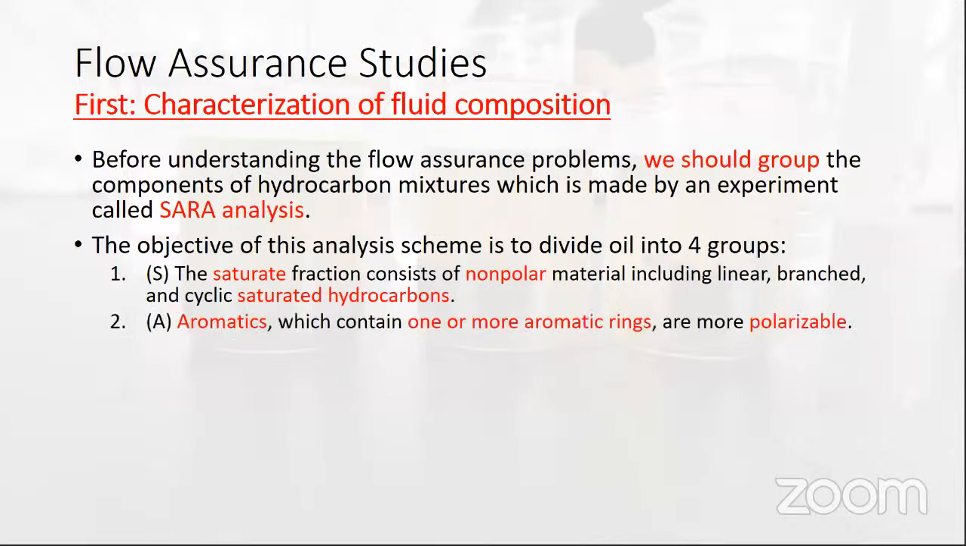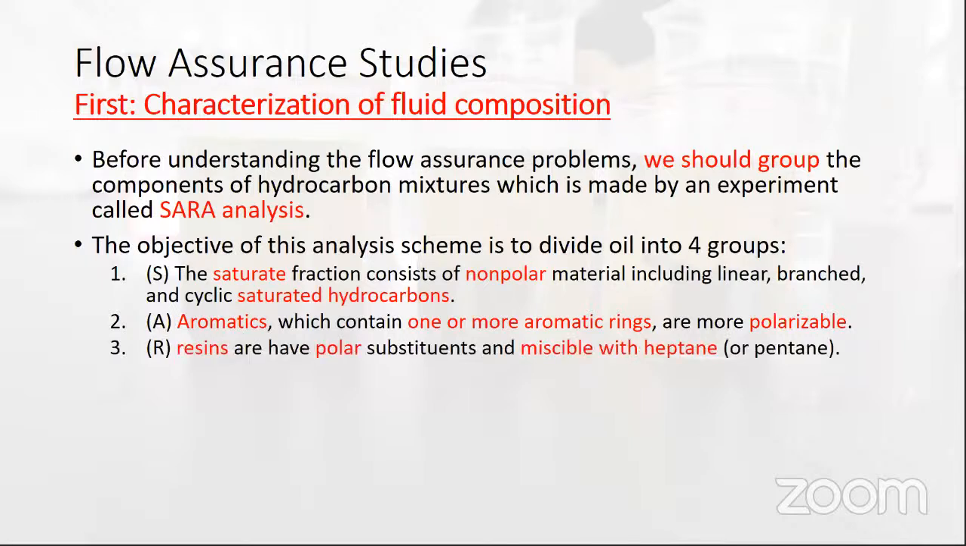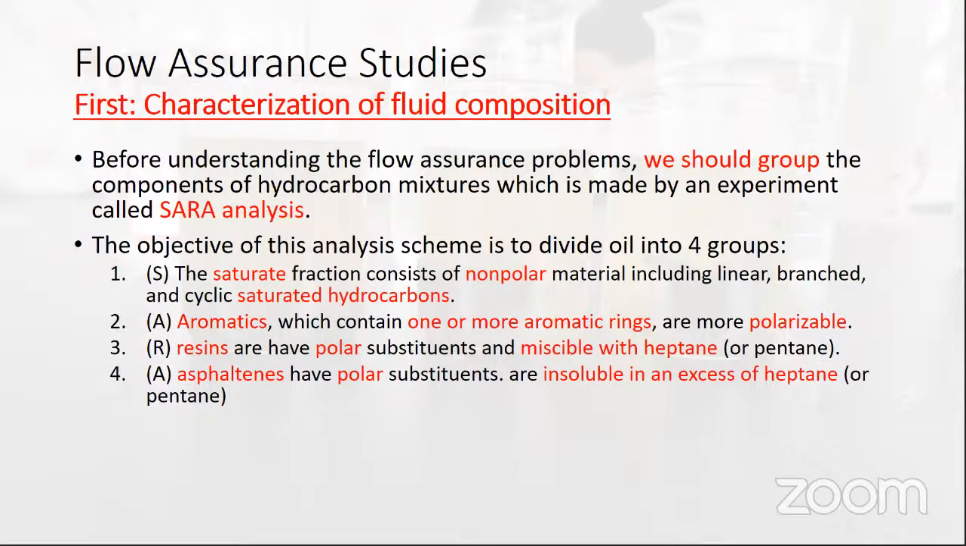Okay. The second component for the reservoir fluid is the aromatics. Aromatics have one or more aromatic rings, and also they are more polar than the saturates. The third component for the reservoir composition is the resins. The resins have more polar charges, and also they will be soluble in the heptane. The final group of the reservoir composition is the asphaltenes. Asphaltenes also have some polar action, but they are insoluble in the heptane. So the difference between the resins and the asphaltenes is the solubility in the heptane.